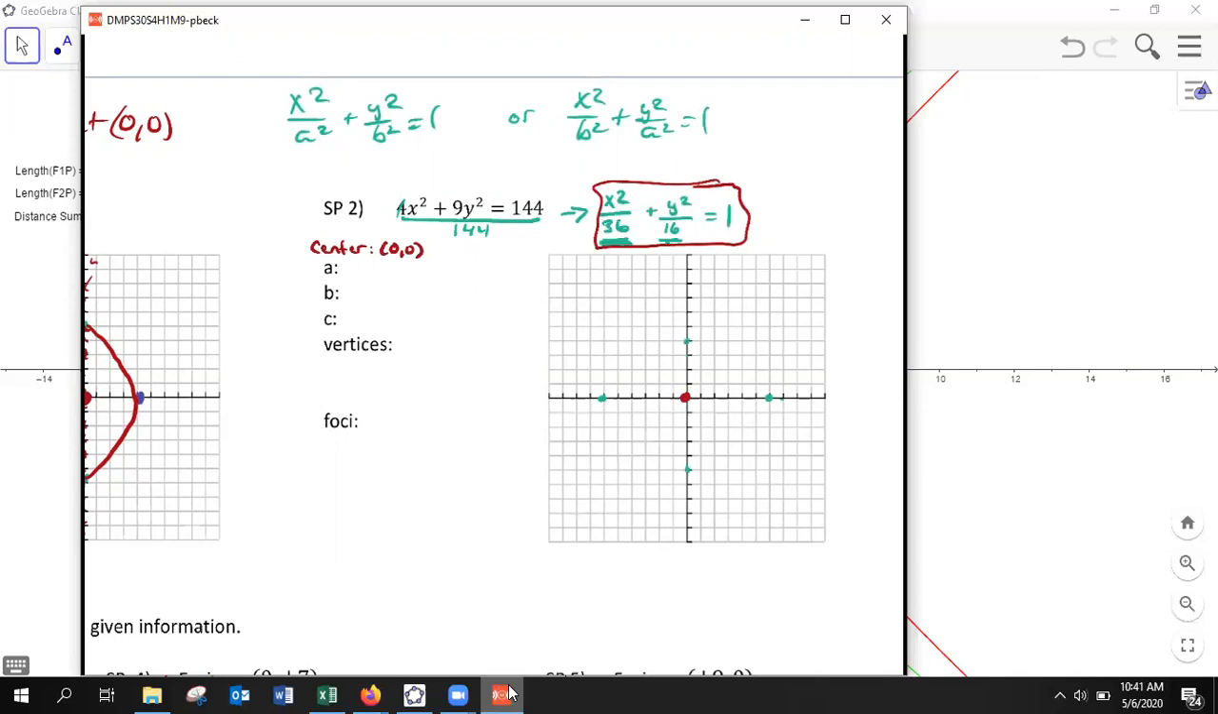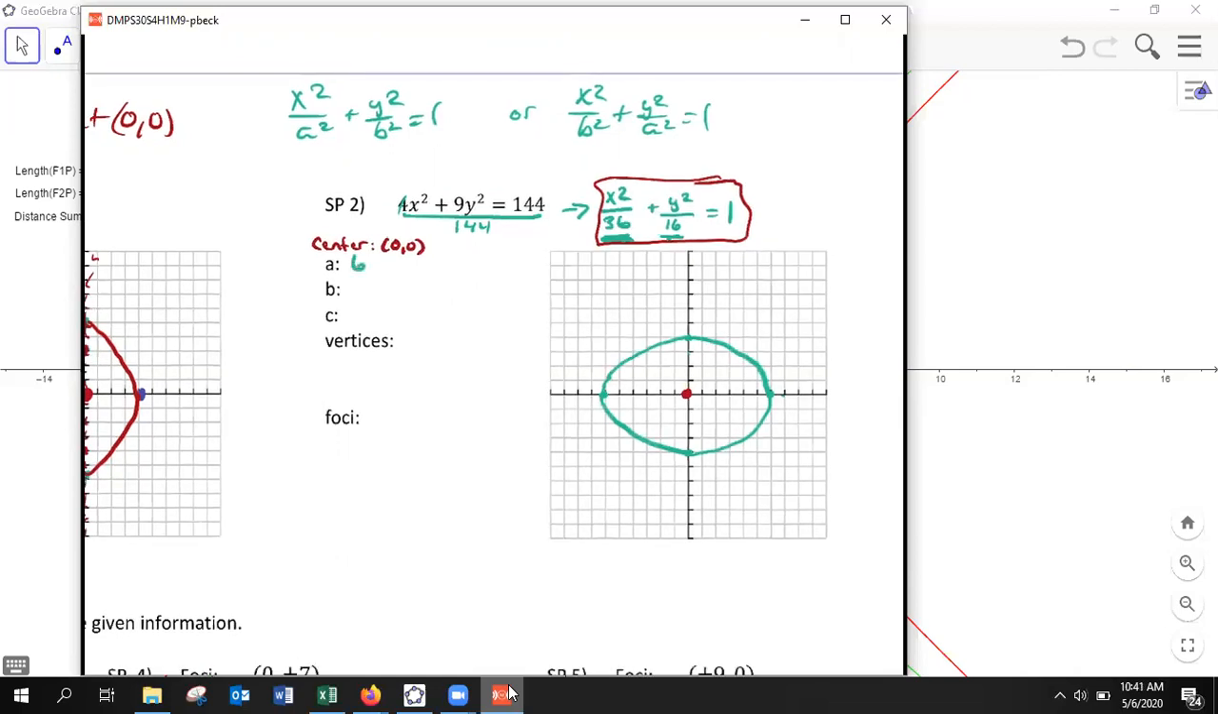I think I went 5 there accidentally. So let's go 4 units vertically. So here is our ellipse. And if you can see, this ellipse has more of a horizontal representation. So since it's horizontal, A goes with the X value. So A is 6 and B is 4.